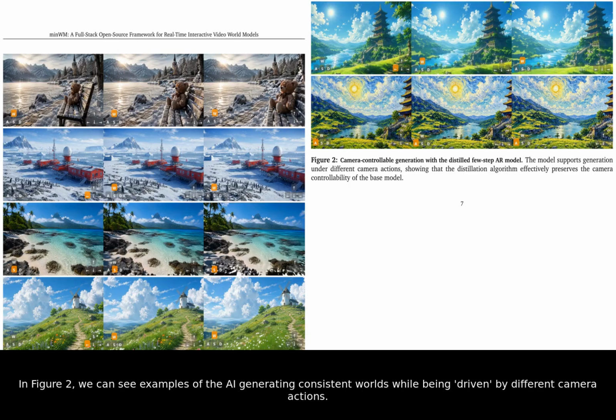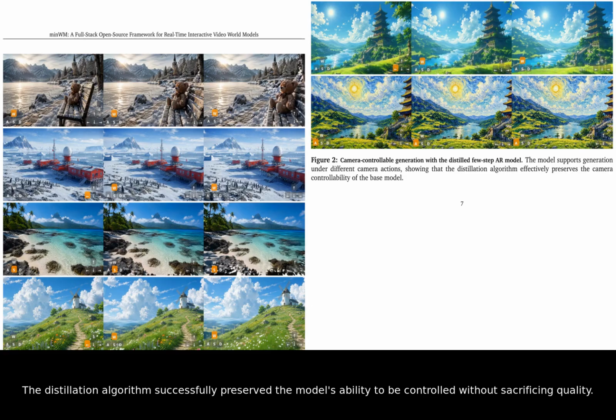In Figure 2, we can see examples of the AI generating consistent worlds while being driven by different camera actions. Whether the camera is panning across a snowy outpost or moving through a fantasy landscape, the visuals remain coherent. The distillation algorithm successfully preserved the model's ability to be controlled without sacrificing quality.